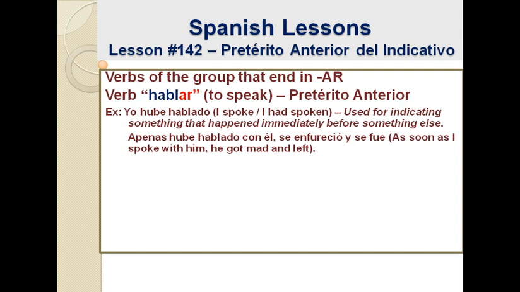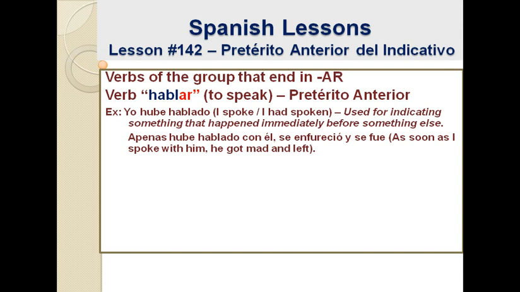So which one happened before? I spoke with him, right? But the words as soon as mean that this happened immediately before, right? So almost at the same time. What happened later is he got mad and left. So this past that happened immediately before is what we conjugate in pretérito anterior.